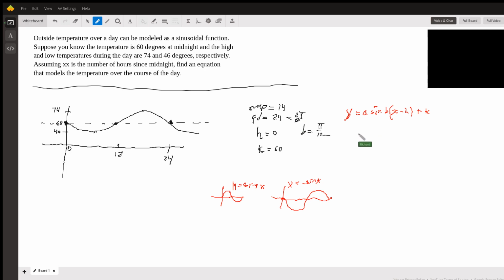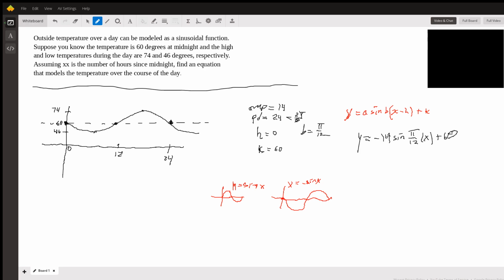Okay, so now we're just about done. So we know it's a negative sine curve. We know that a is 14. And we know that b is pi over 12. H is 0, so I don't have to put that in. And up 60. And that should work. You can put that into your calculator and check it and see if you get a curve with all the points that were given to us, and I think you will. And that's all there is to it.